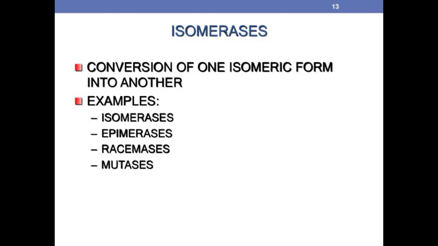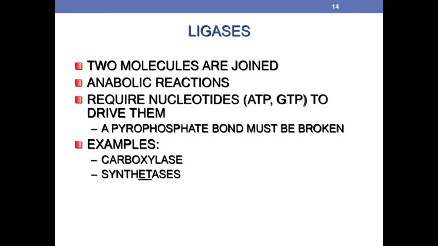Then isomerases, which convert one isomeric form into another. For example, isomerase, epimerase, racemase, and mutase. Then ligases, where two molecules are joined. These are anabolic reactions that require nucleotides, ATP and GTP, adenosine triphosphate and guanosine triphosphate.